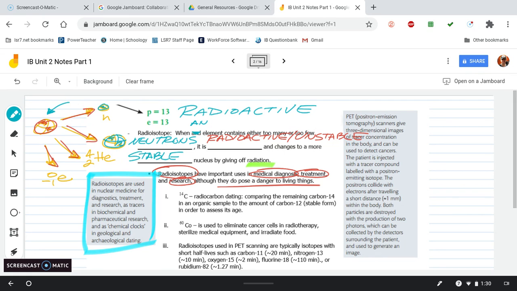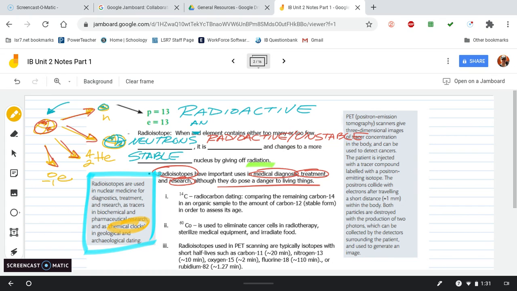Or it can help image internal parts of your body, so they can look at organs, things like that. And so they can track the chemicals, or the chemicals can be used to illuminate the inside. So instead of cutting you open and looking, they can just use the image and look, and they could see what's going on inside.